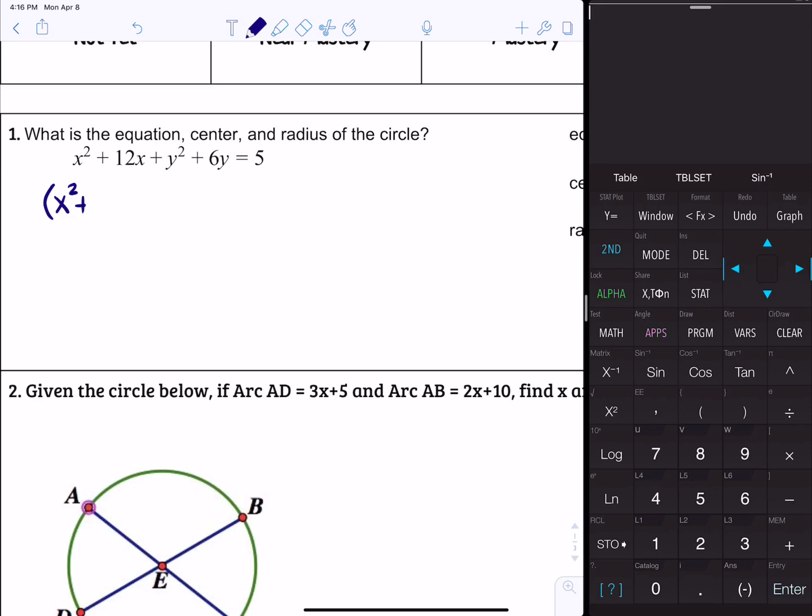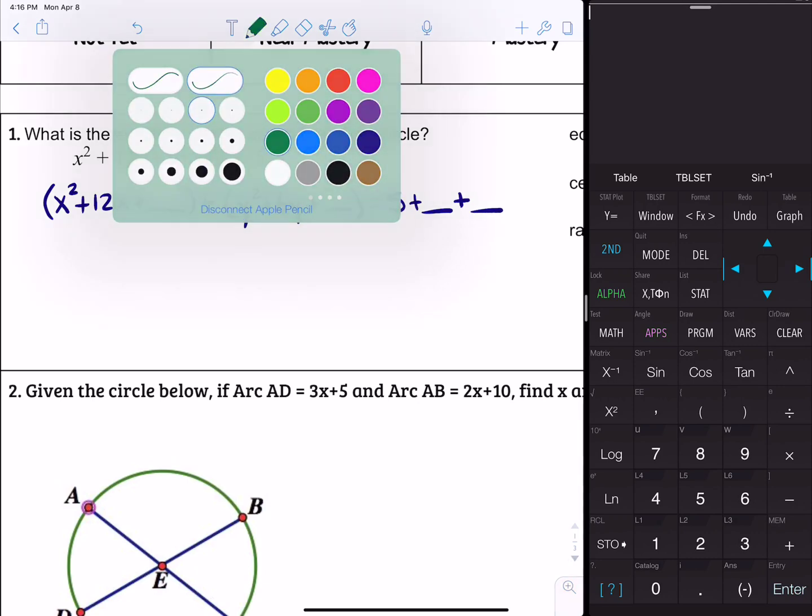So let's group the x's together and leave room to complete the square. Put a plus sign in the middle and group the y's together and then leave a blank to complete the square. Then on the other side, we need to add 2 blanks to the 5 that we're going to put the same number we add to the left on the right side.